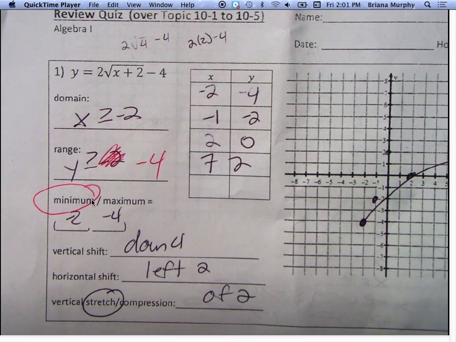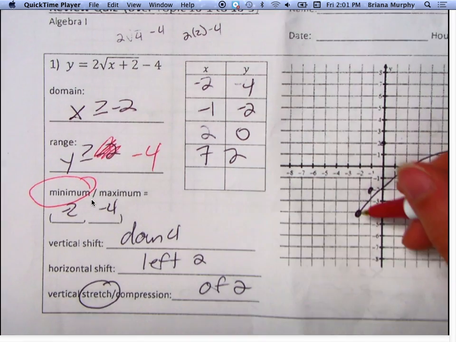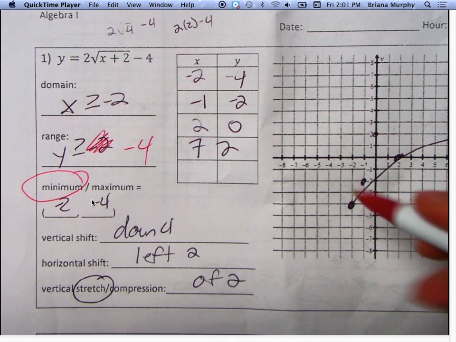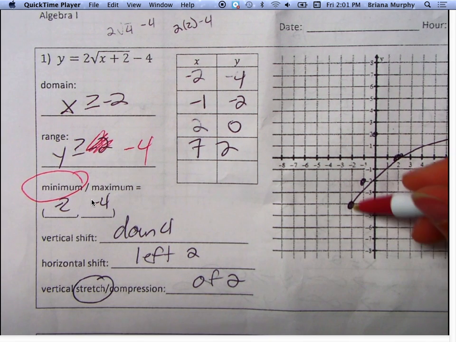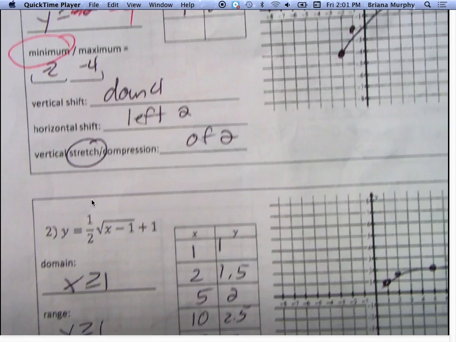How do you know that it has a minimum? It has a minimum because it stops at a point, and it doesn't have a maximum because if it was a maximum, the graph would be like down here. It would be going towards negative. All right, number 2.